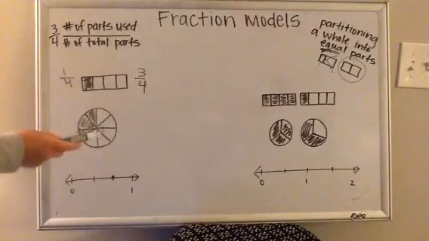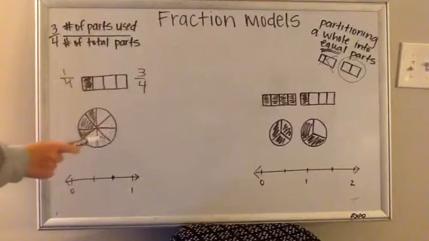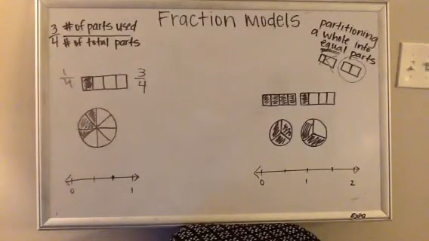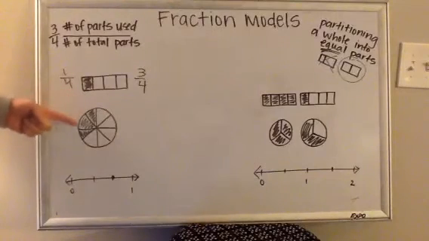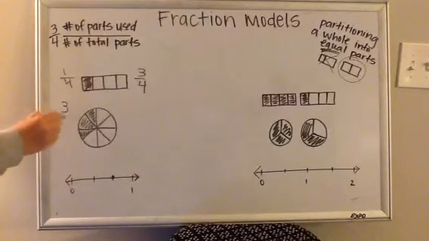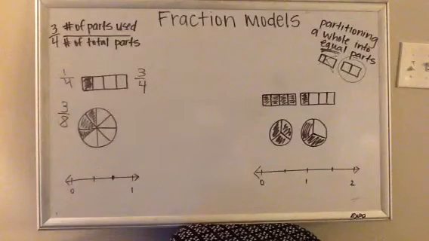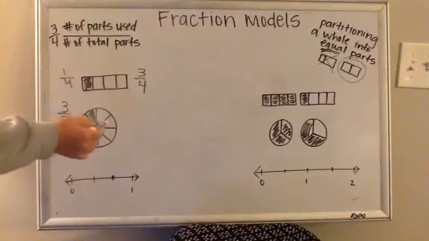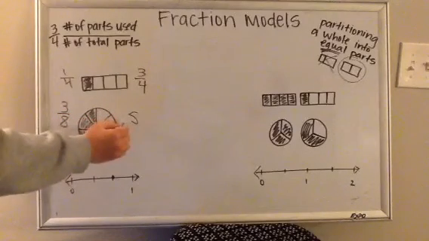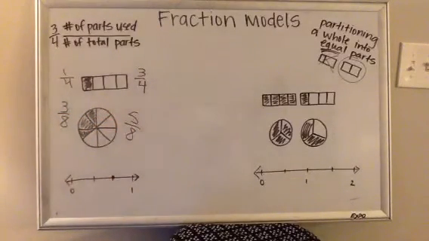So how many total parts? 1, 2, 3, 4, 5, 6, 7, 8. There are 8 parts. 1, 2, 3. 3 of the 8 are shaded. Or you could say 1, 2, 3, 4, 5 of the 8 are not shaded.